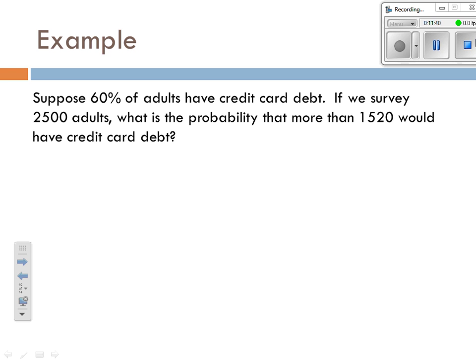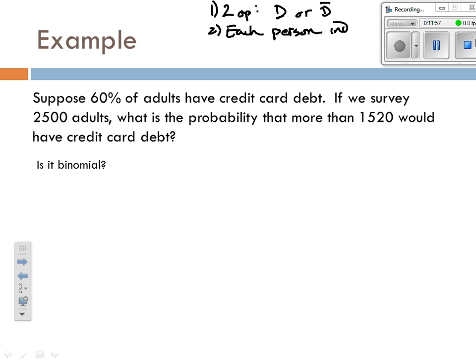We can look at it one more time here. So another quick example. 60% of adults have credit card debt. So is it binomial? One, there's two options. They either have debt or they don't have debt. Each person is independent. Notice that I'm going through this every time. The probability that they have debt is 0.6. And if we survey 2,500 adults, so we have a set number of trials. Is it binomial? Yes, I just went through that.